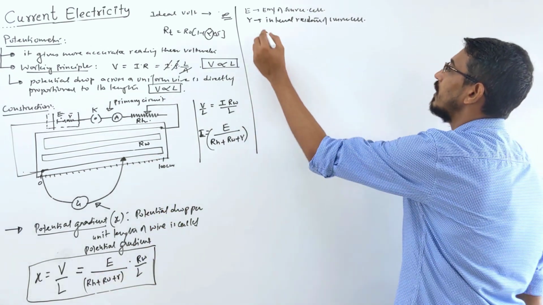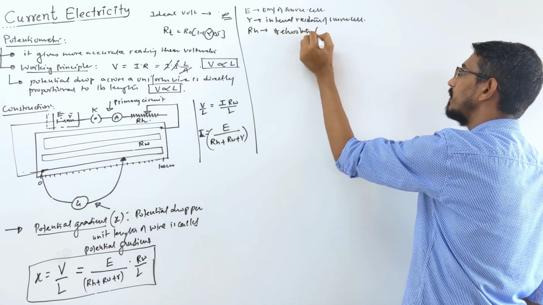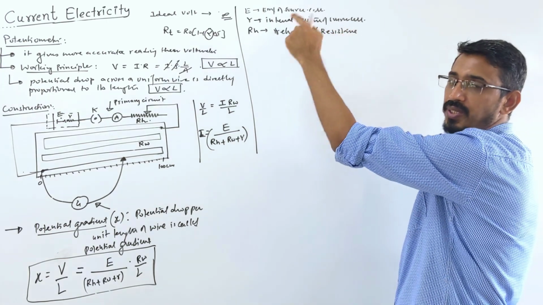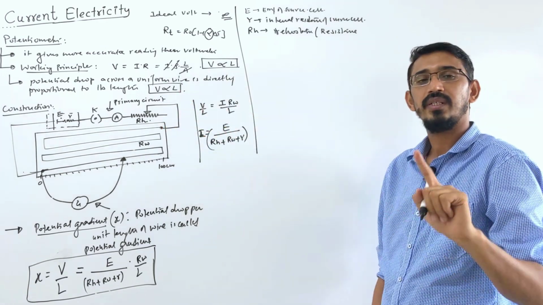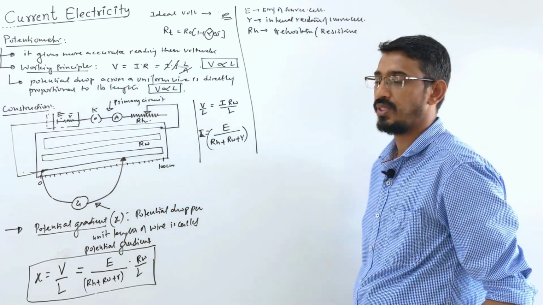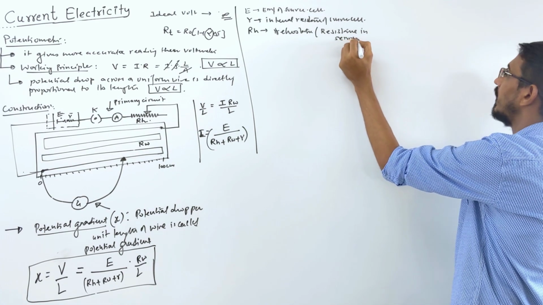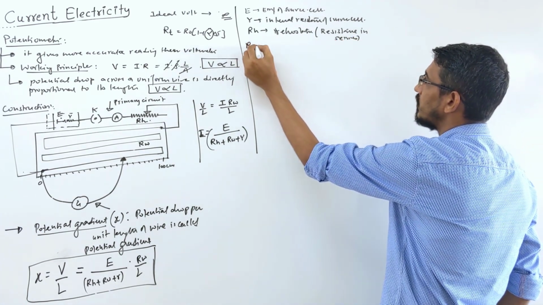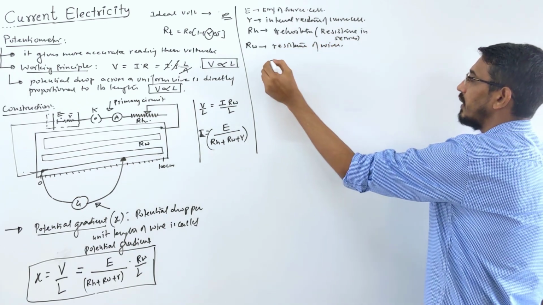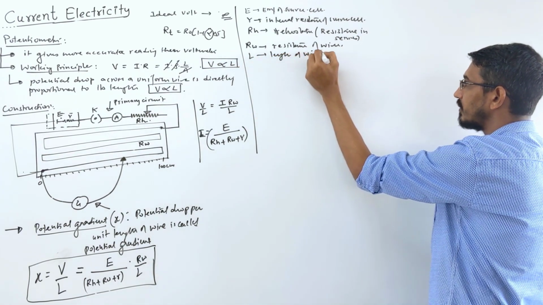RH is what they call the rheostat, or simply they say resistance in series. Most of the time they will use the words resistance in series, not rheostat. It is a rheostat, but they will call it resistance in series, because it is connected in series. It is used to control your current, how much current is flowing through the circuit. So keep this word in mind. Then RW is the resistance of the wire, and L is the length of the wire. Correct.